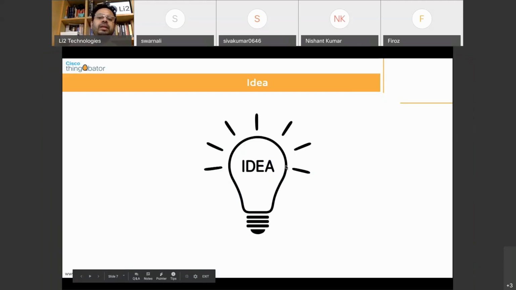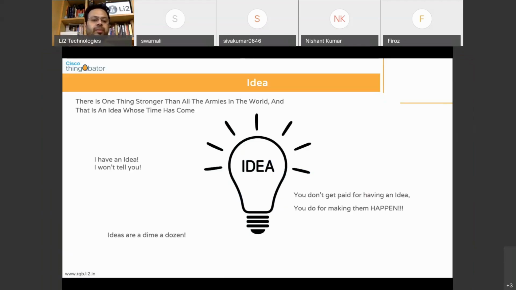We said idea is important. So how do you protect your ideas? All of this I had put up. I have an idea and I won't tell you. That's where you are right now on the screen, you can see on the left side. I have an idea and I won't tell you because you're scared that your idea will be stolen. There is nothing like that. An idea is not going to do anything to anybody.